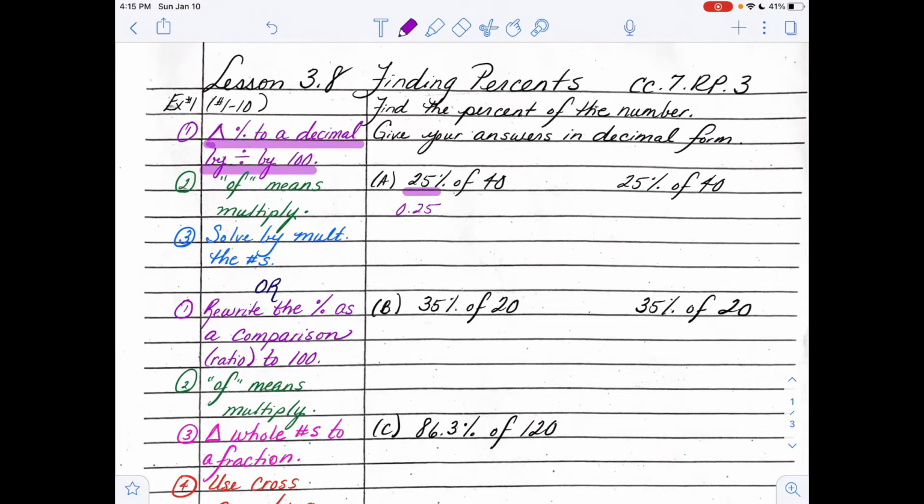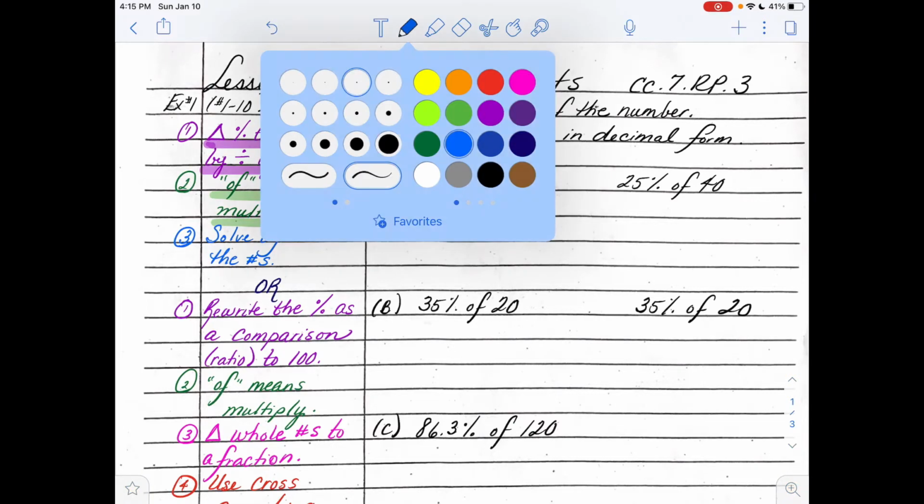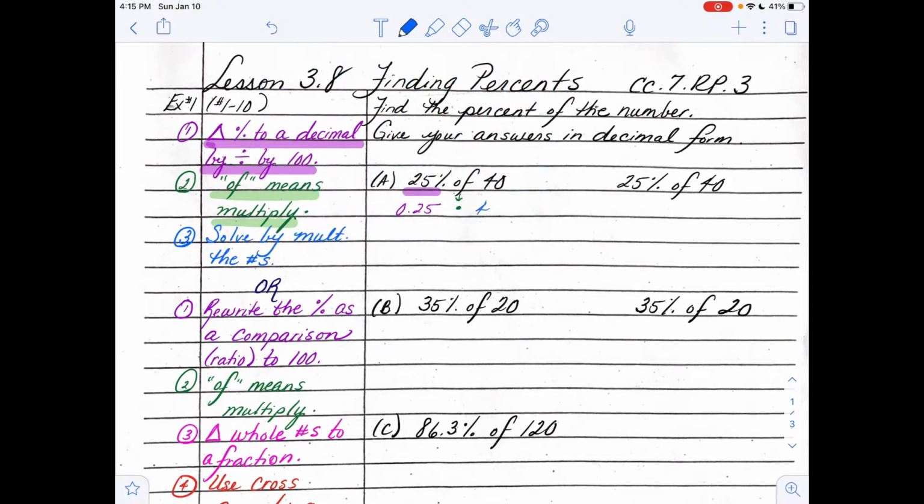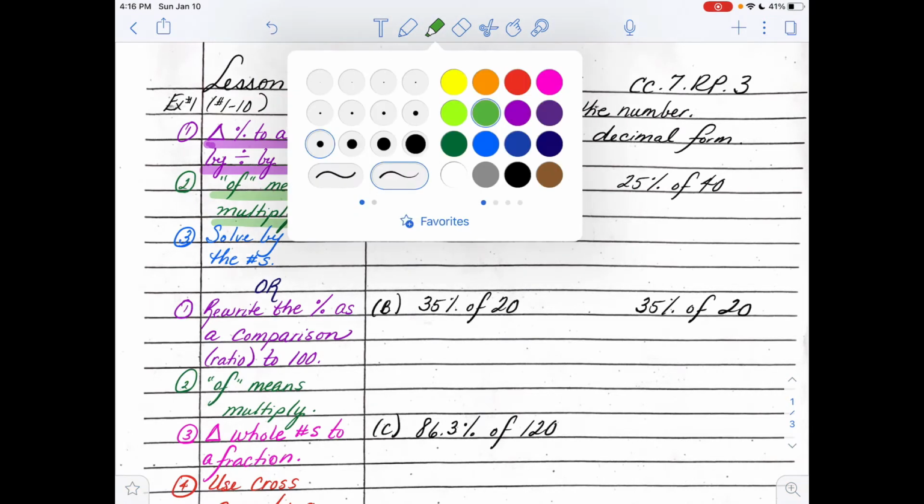Now the next thing I want you to know is the word of. In math, of means to multiply. So when it tells me 25% of, that of means I'm going to be multiplying by that number, 40. So 0.25 times 40.